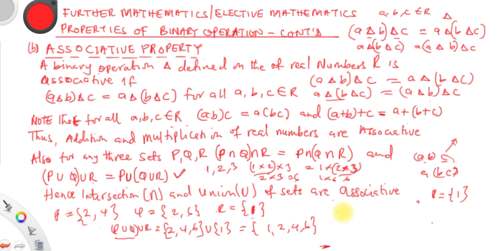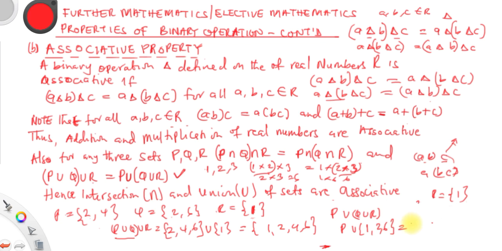Somebody can also decide to find, instead of this, P union Q union R, you find the last two first. So this will be P union, what is Q union R? Q and R. So 2, 6 and 1, 2. You get 1, 2, 6. This is what we get.